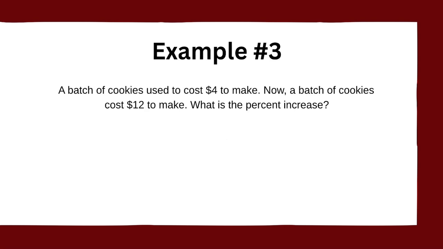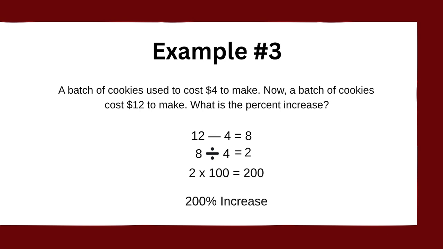Going on to my third example, it says a batch of cookies used to cost $4 to make. Now a batch of cookies costs $12 to make. What is the percent increase? So I'm going to take my new value and subtract my old value once more. And 12 minus 4 gets me 8. I know 8 divided by 4, which is my new value being divided by my old value, gets me 2. And of course, I'm going to do 2 times 100, and I get 200. So that means this was a 200% increase.